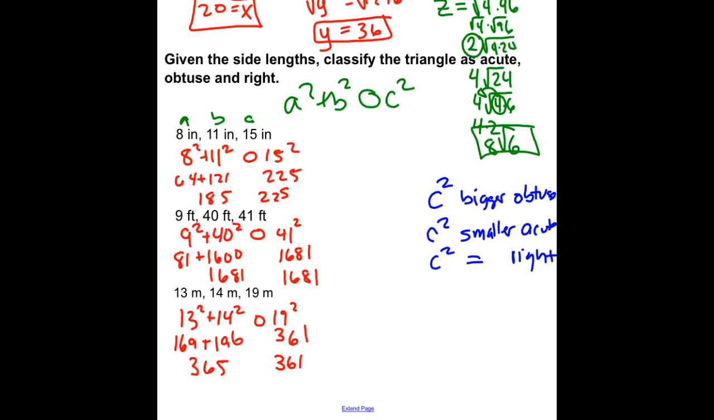All right, so we should have gotten some numbers like mine. I got 185 versus 225 here. Well, 225 is bigger. That means c squared was bigger. That means this first one's obtuse. Go to the next one.